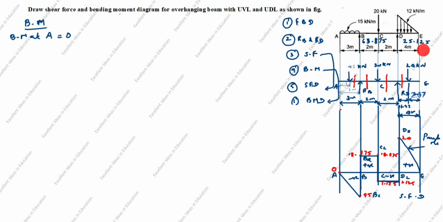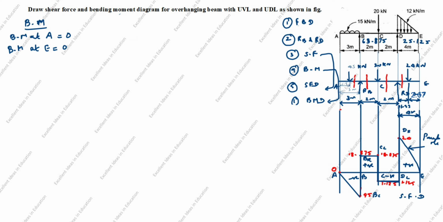The same way, bending moment at E is equal to 0. If you have applied moment at point E, that force should be 0. You see here no distance is there. So E into 0 is equal to 0.